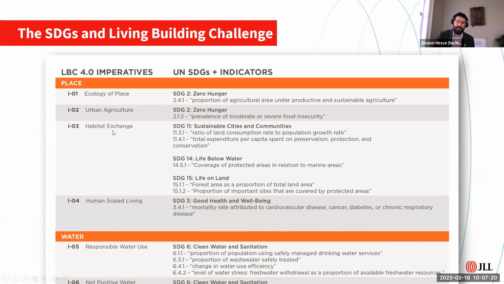So I used the habitat exchange example already, right? SDG 11.3.1 is measuring the ratio of land consumption rate relative to population growth rate, right? And if a Living Building Challenge project is setting aside land equal to the amount of land that's being developed, then that changes that ratio globally, even though it's a tiny little bit. Total expenditure per capita spent on preservation, protection, and conservation. Again, if you're doing a habitat exchange, there's dollars that are being spent to do that. That goes into that bucket. Coverage of protected areas in relation to marine areas. If you're using a marine habitat as your habitat exchange, then it goes there. If you're using land-based, it goes here. And again, proportion of important sites that are covered by protected areas.